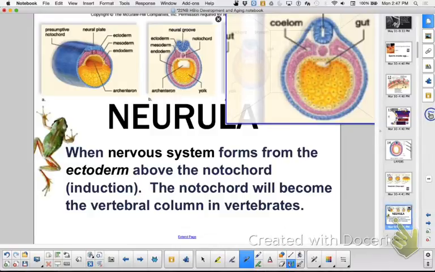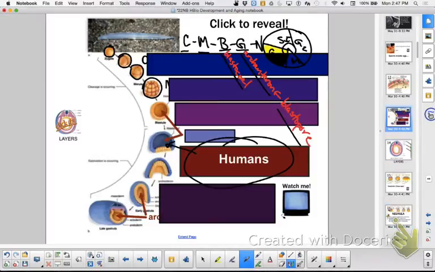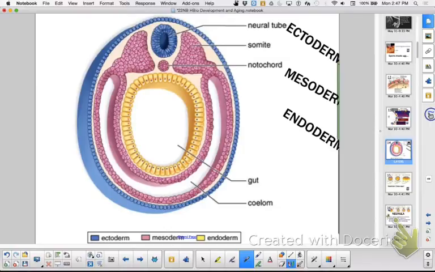Now, when we talk about layered, here we go. When we talk about those layers, we know what each of those layers is going to be. And it's easiest just to know what the outermost one is and the innermost one, and then any other system falls into the middle one. So the outermost layer, what did we say you get from the outermost layer? Skin and nervous system and the lens of the eye. Perfect. Okay? And the innermost one is going to be our tube inside of our body.